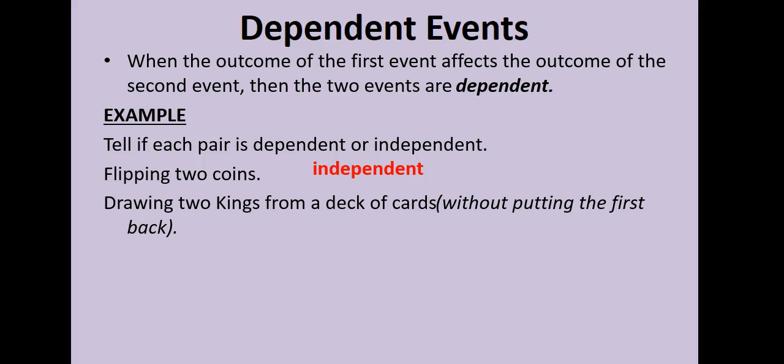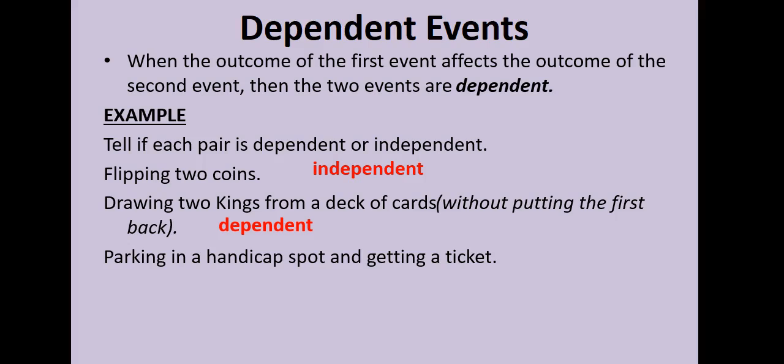Now, drawing 2 kings from a deck of cards without putting the first back. Okay, so I want you to draw 2 cards from a deck. What's the probability of them both being kings? Well, when we draw the first king out and don't put anything back into the deck, the probability of drawing a king has now changed. First off, there's only 51 cards in the deck as opposed to the 52 that were there to begin with. And secondly, I had 4 kings to start off with, and now there's only 3. So that does have an effect on the probability of the second one. So these would be dependent of one another.